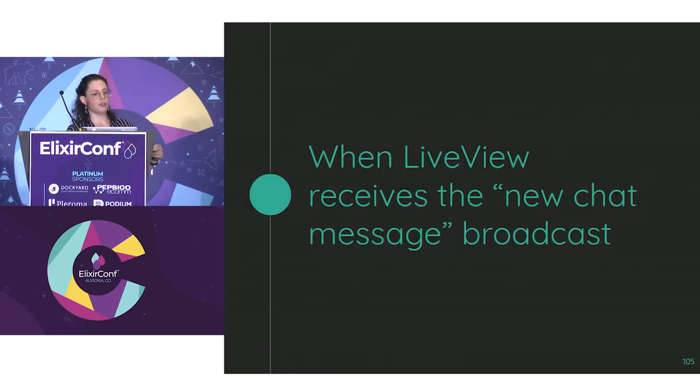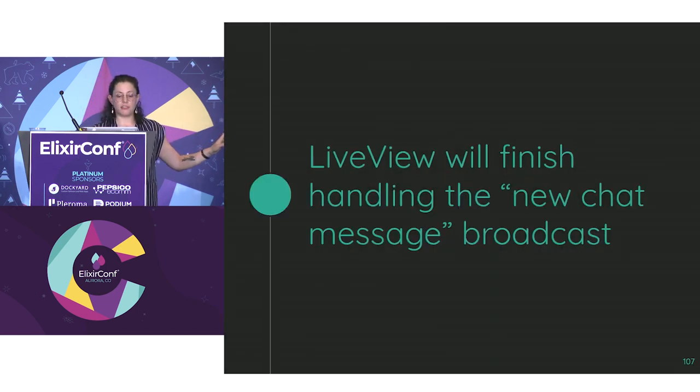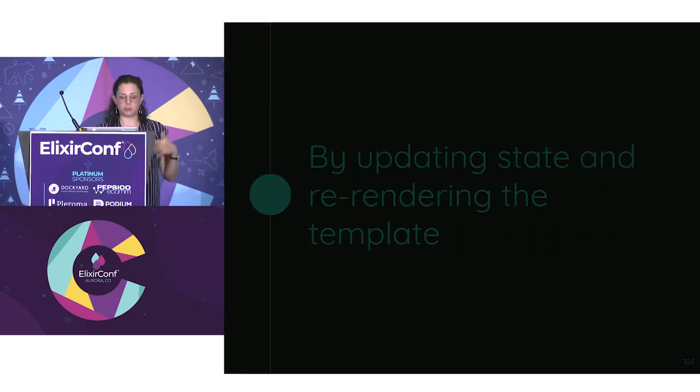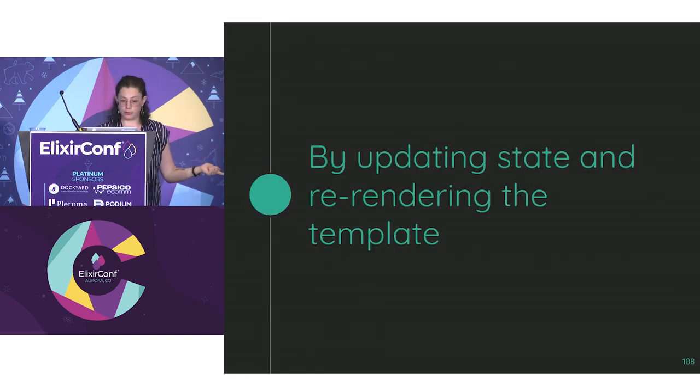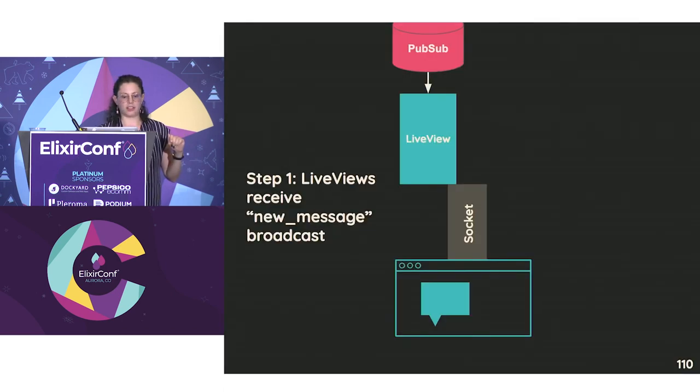So when LiveView receives that new chat message broadcast, we will tell it to send a message to itself. That message will hang out in the inbox and wait to be processed. LiveView will then finish handling the new chat message broadcast, which means update socket assigns and re-render. Only then will it process that talk-to-channel message and go ahead and send a message to the channel. So it's going to look something like this.